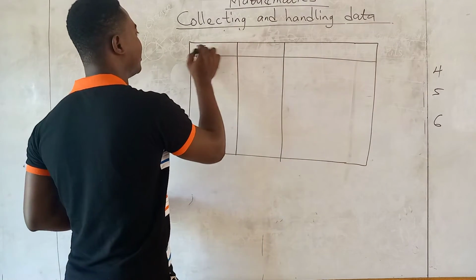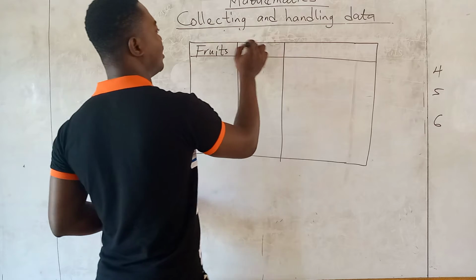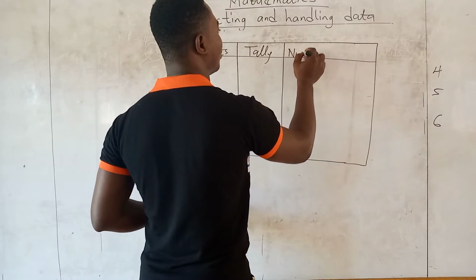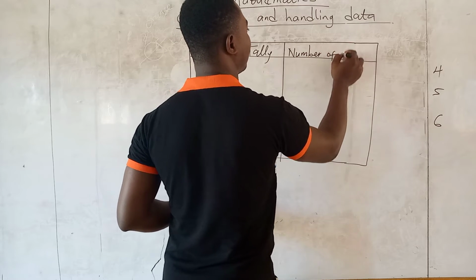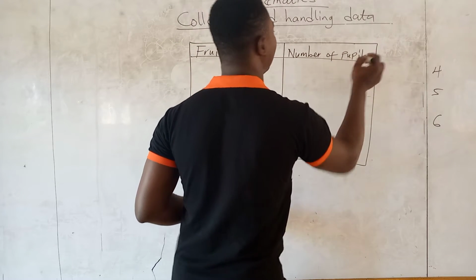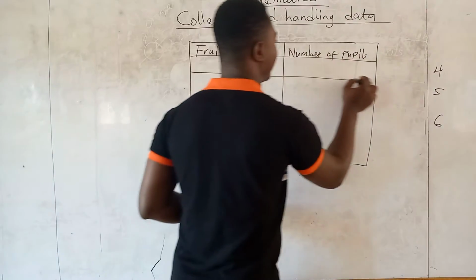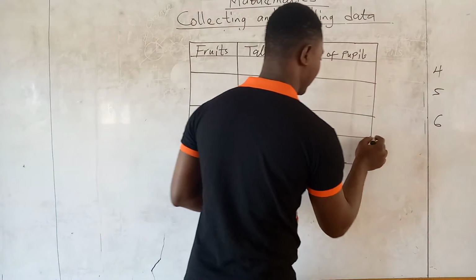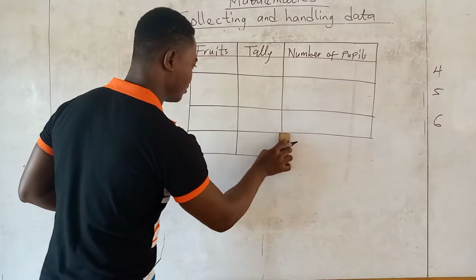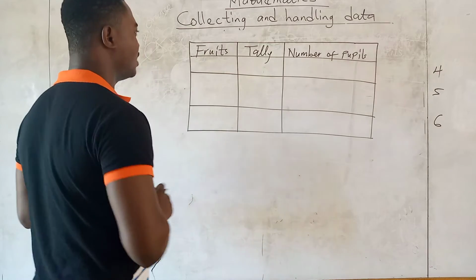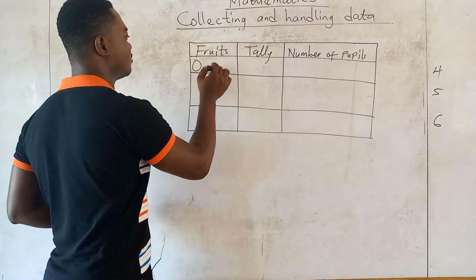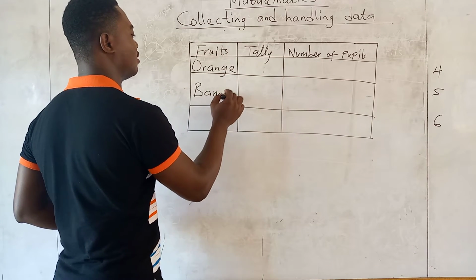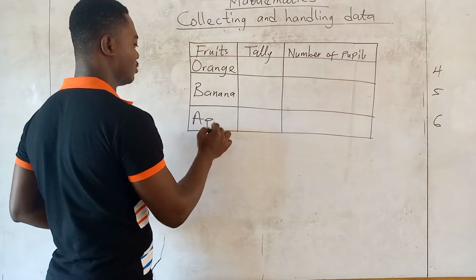We have fruits here. We have tally here. Now it's tally. And then we have number of people. Okay. Our fruits were 3, so we keep them also in mind. They were 3. Let's see. The first one was what? Orange. The second one, banana. The last one was apple.